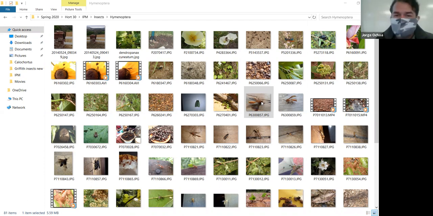So for the wasps that we have right here, what are we going to be looking at? We're going to look for very long antennae. Sometimes it's going to bend like an elbow, but you're going to see a very slender waistline right here. So that's the abdomen, and that is the beginning of the abdomen. So when there is that very slender waistline, then you know that it's probably a wasp.